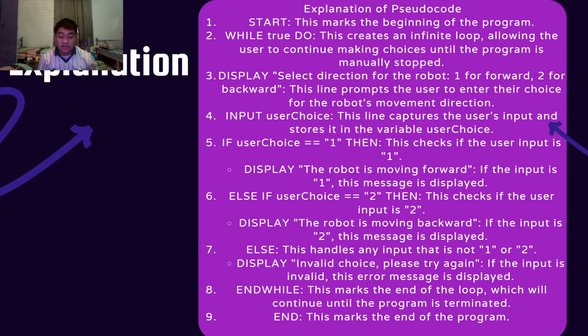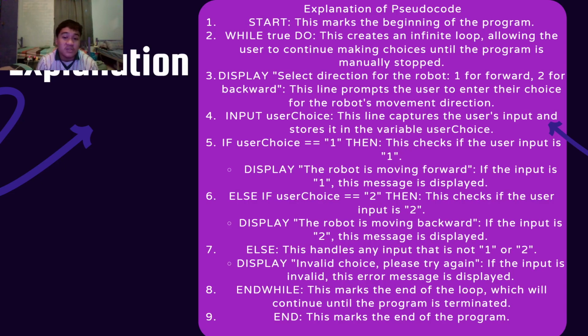It will make a display for the user to choose either one or two. And then the fourth one is the input user choice. This part makes sure the user has put in their choice and stored it in the variable user choice. The fifth one, if the user choice is one, then they check if the user input is one. It will check whether it is one or two.